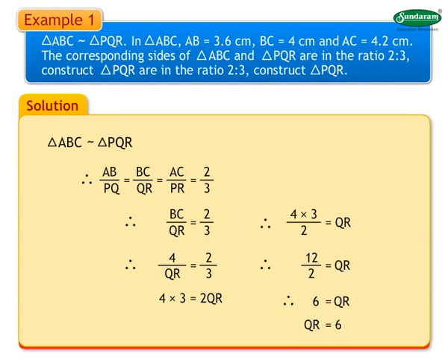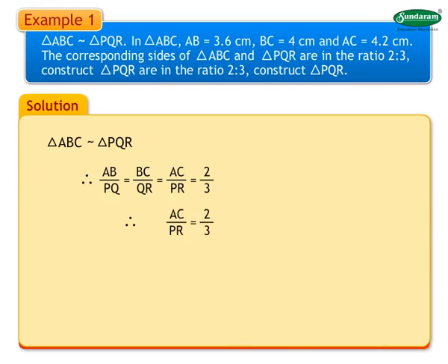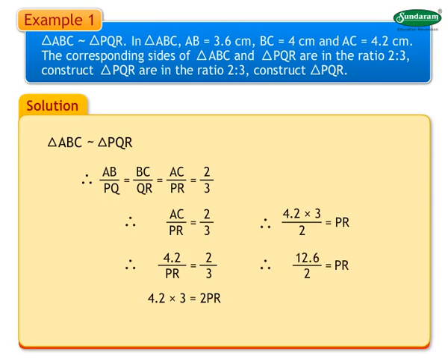Lastly, to find the length of PR, it is given that AC upon PR is equal to 2/3. Now, by substituting the value of AC as 4.2, we get 4.2 upon PR is equal to 2/3. Now, by cross multiplying, we get 4.2 into 3 is equal to 2 into PR. Therefore, 4.2 into 3/2 is equal to PR. 12.6 upon 2 is equal to PR. Therefore, 6.3 is equal to PR. Thus, PR is equal to 6.3.